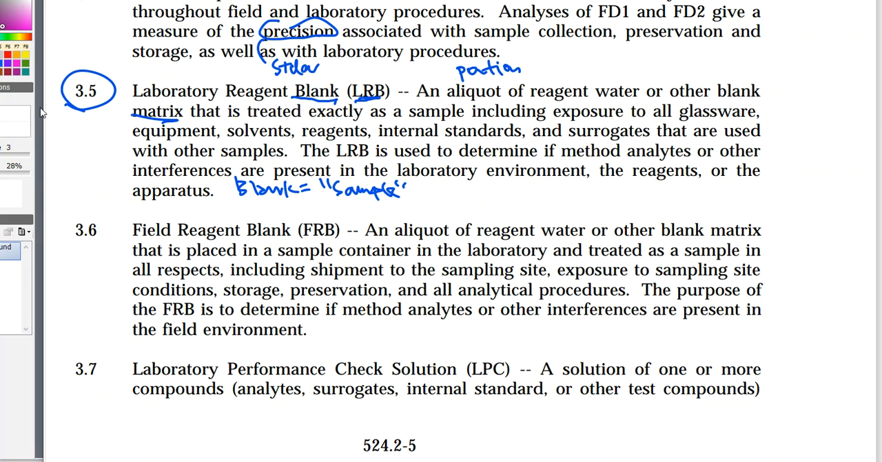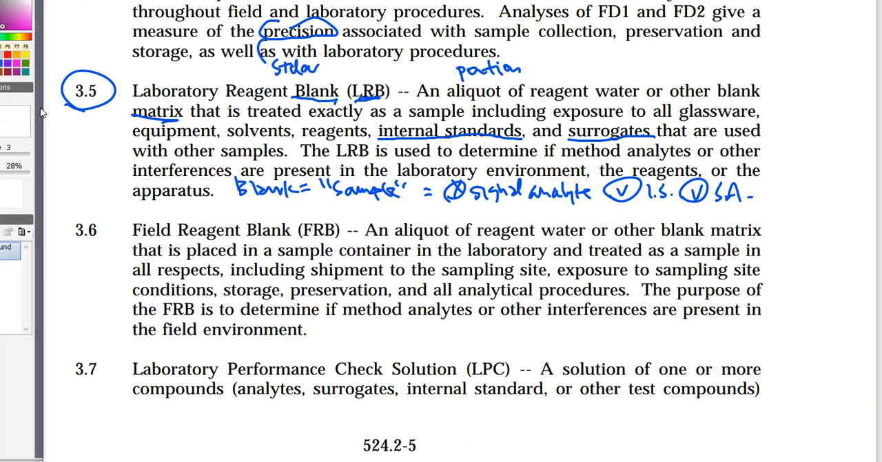So with the blank, notice what it says. Exactly the same, including exposure to all glassware, and so on, plus internal standards. So we still add an internal standard to the blank, and surrogates. So we still add the surrogates to the blank as well. So with that said, blanks give me no signal on the analyte that I'm trying to find, but it will provide a signal with internal standards if I add them, and it will provide a signal with the surrogates if I add those into the blank as well.